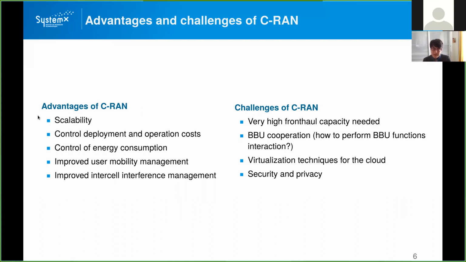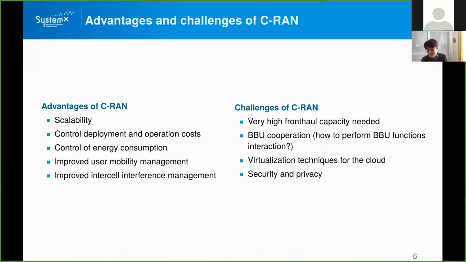It would also allow improved user mobility management and intercell interference management, in the sense that these two functions need communication of control information between different antennas. Usually in a traditional system, this is done with control signaling traffic, which is hard to get and to manage. In the CRAN, the processing of different base stations happens all in the same place, so this information could be shared between the BBU functions of the different radio heads in an easy way.